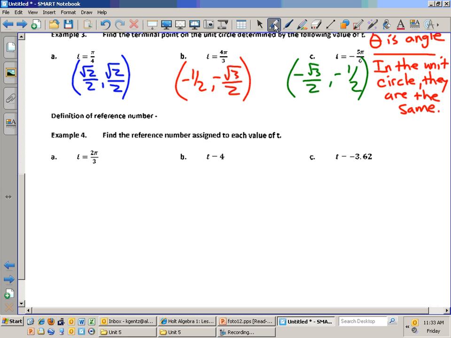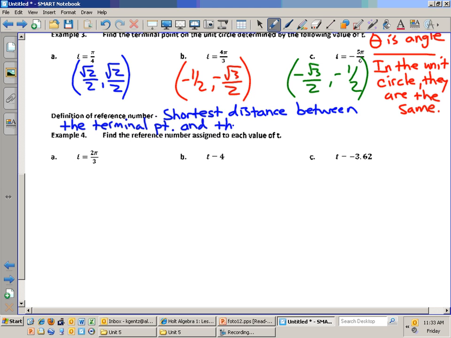Okay. So define reference number. Last thing for the day, reference number. Shortest distance between the terminal point and the x-axis.